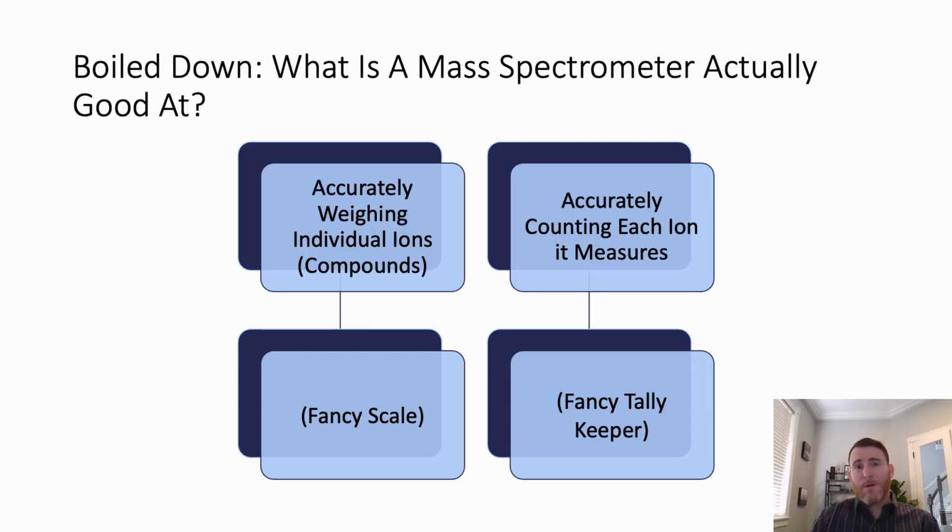Boiled down, what are mass spectrometers actually good at? They're really only good at two things. They're really good at accurately weighing individual ions or compounds. So I like to think of them as a very fancy scale. And they're also very good at accurately counting the number of ions that they measure or weigh. And so they're also a fancy tally keeper. Those are the only two things that mass spectrometers can do. They can tell the difference between one molecule versus another based on its mass, and then they can also count that number of molecules.